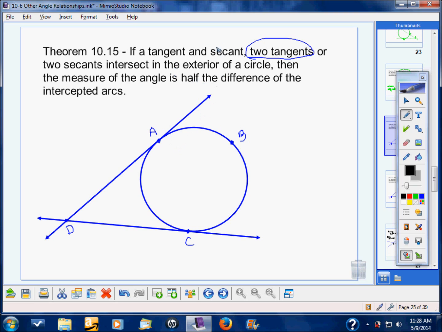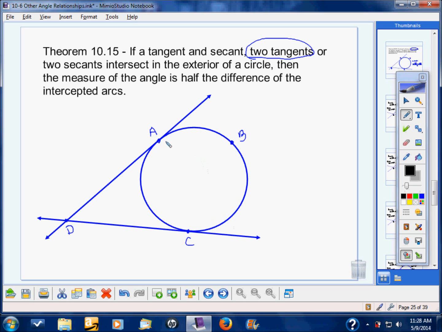So you're not rewriting this whole theorem every time because it's all the same theorem. It's just that we're looking at the three different possibilities: tangent and secant, two tangents, or two secants. So here we've got two tangents that we're going to take a look at. Now it's the same rule. But when you do the problems, you have to be careful to make sure that it works out. So here's the angle, ADC. It's going to be half.